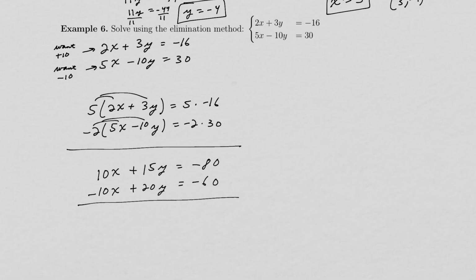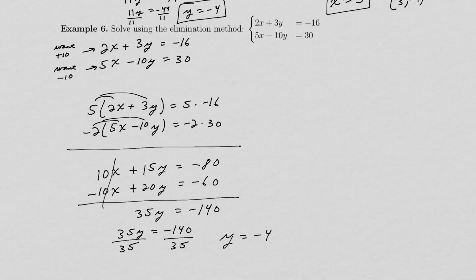Now I can add them, right? When I add these, the x's are gone, right? 10x plus negative 10x is 0. 15y plus 20y is 35y. And then negative 80 plus negative 60 is negative, I guess, 140. And now to solve for y, I just need to divide by 35. Does 35 go into this? Yeah, because 35 times 2 is 70. 70 goes in, so I guess it goes in 4 times. So it would be y equals negative 4.